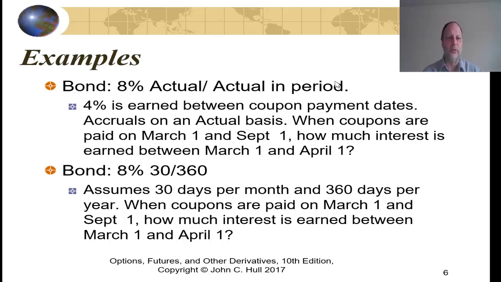You could ask the same question for a bond. Now it would be a corporate bond paying 8% with the 30/360 convention, so you assume 30 days per month in a 360-day year, and ask when coupons are paid on March 1st and September 1st, how much interest is earned between March 1st and April 1st. And again, what you will have to do is count off on a calendar the actual number of days to do the calculation, or as shown on the other videos, there are online programs that can find the number of days for you.